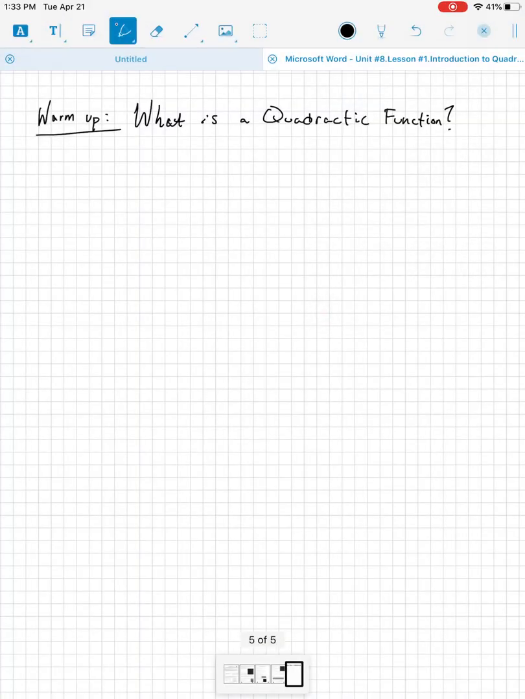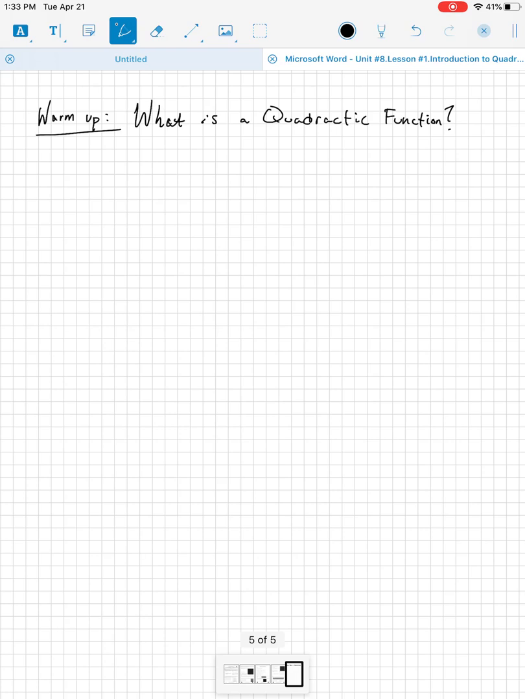Hello class. Today we are going to learn about quadratic functions. Now I promised that we would get to this eventually and we're finally here. This is Unit 8. The whole unit is centered around quadratic functions.